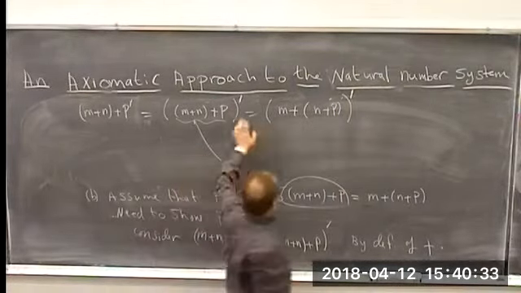All right, now let's continue writing what this is equal to. So this is equal to, so we have M plus something successor. So I can put the successor in this.